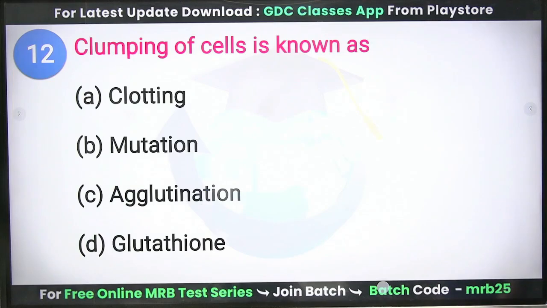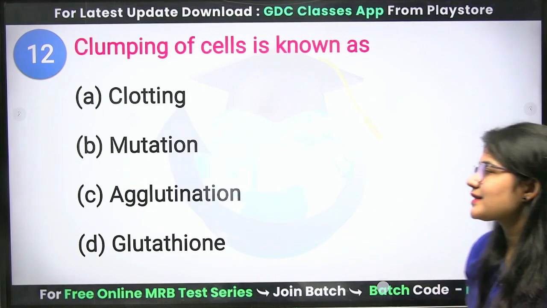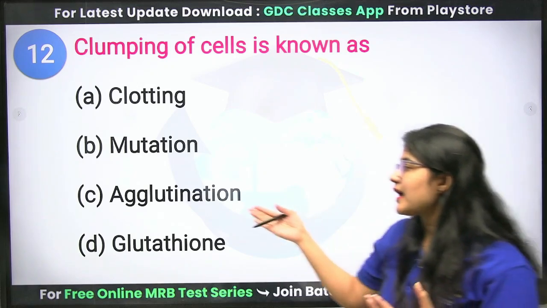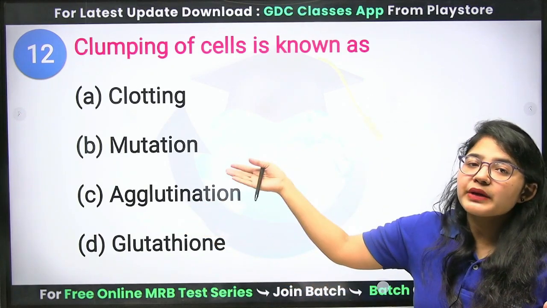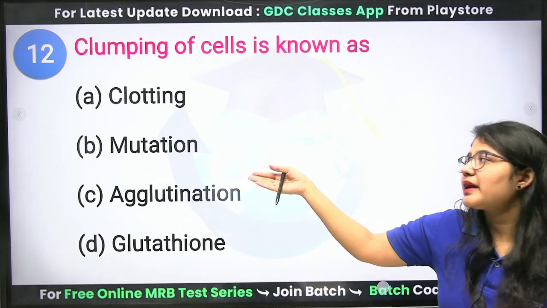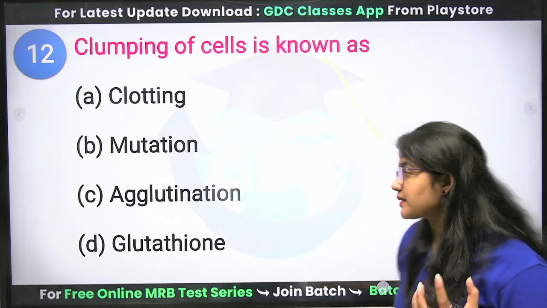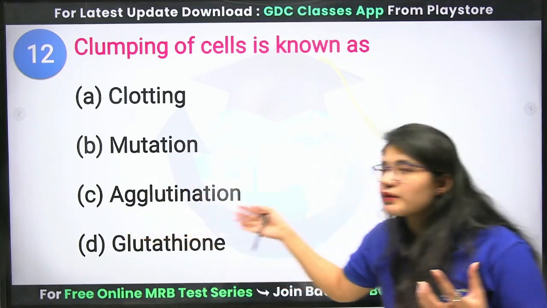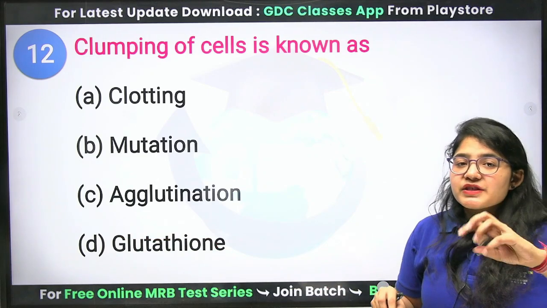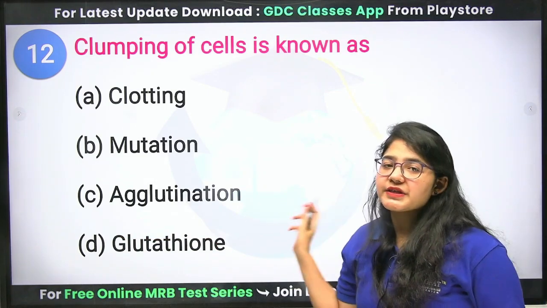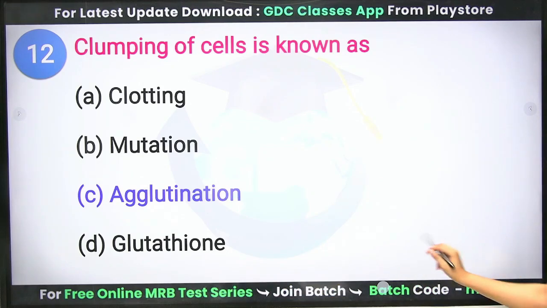Next question. Clumping of cells is known as, clumping means making a group, that is agglutination, because mutation happens in your genetic material. Clotting is the clotting of your red blood cells, but agglutination means the cells are in a clumped form arranged in a pack. That is agglutination, and the correct answer is agglutination.